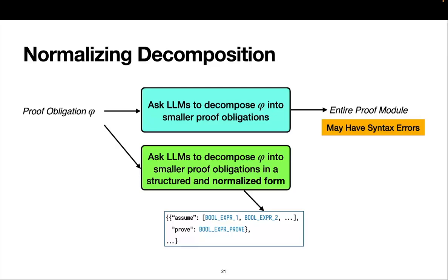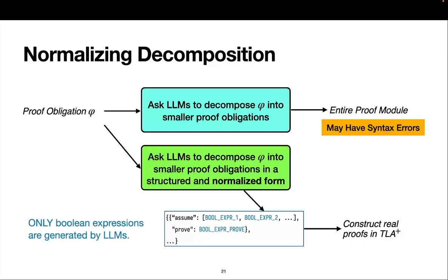The LLM only needs to express the logical content of each subclaim. Once we get this normalized decomposition, our system can then take it to construct the actual TLA Plus proof automatically. In this approach, the LLM is constrained to only generate Boolean expressions, not the complete TLA Plus proofs, so we get fewer syntax errors here.